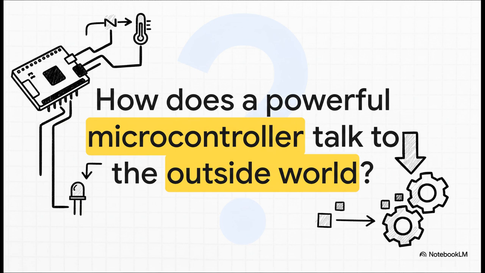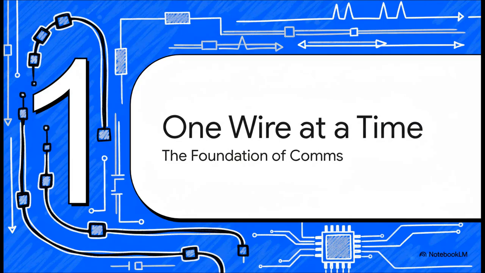So this is it. This is the big question we're tackling. You've got this awesome chip, an Arduino, an ESP32, whatever you're working with. It can run all this complex code, but how in the world does it get the temperature from a sensor or tell a screen what to display? Well, the answer is that the devices have to agree on a set of rules for talking. They need a protocol.